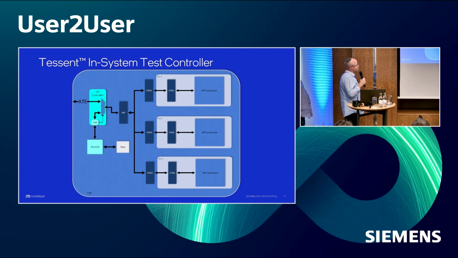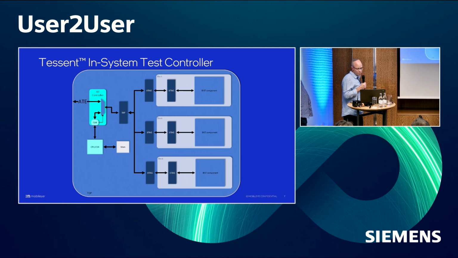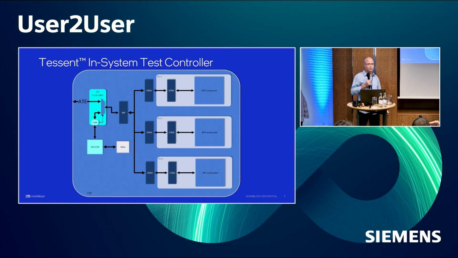Tessent provides us with some software that we can program. We can download to the memory and program our CPU, and then initiate an AT test, a mission mode test, to the second building block, which is the BIST component. The BIST component can be either a logic BIST component, aiming for standard cell faults, or a memory BIST component, checking for memory BIST faults.